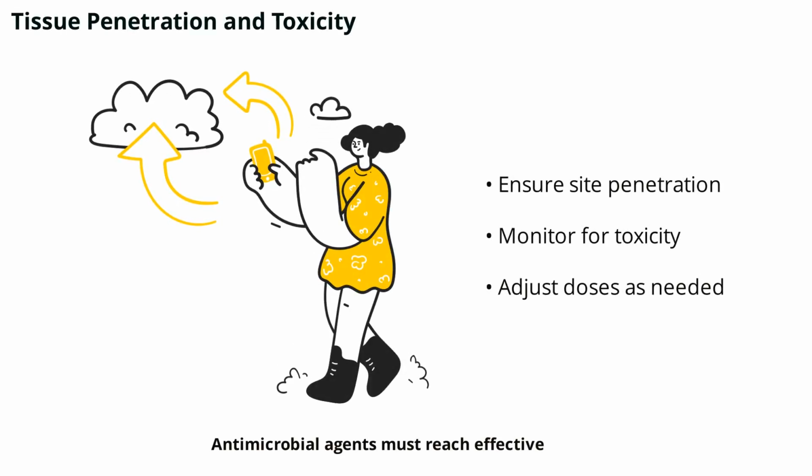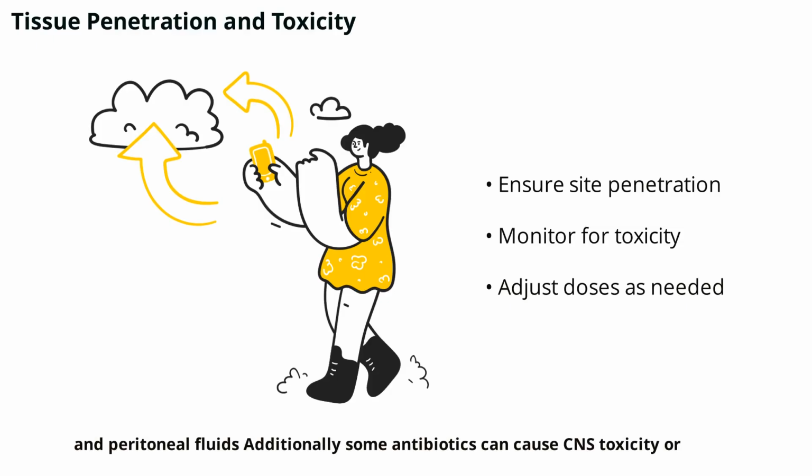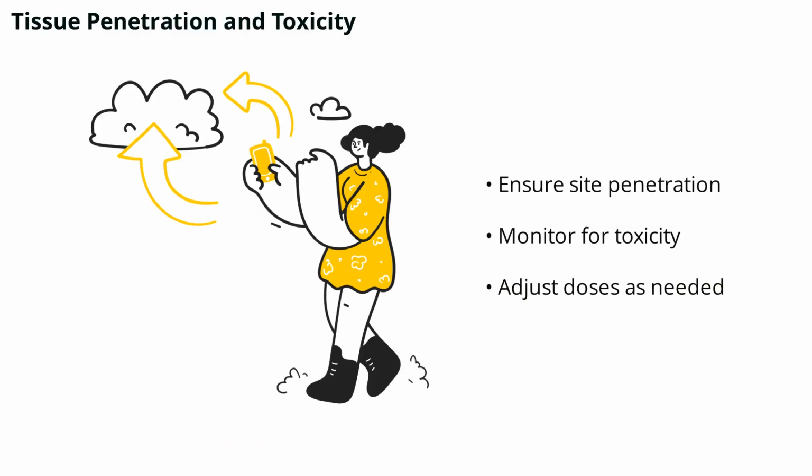Antimicrobial agents must reach effective concentrations at the site of infection. Clinicians should consider tissue and fluid penetration, especially in areas like the central nervous system, urine, synovial, and peritoneal fluids. Additionally, some antibiotics can cause CNS toxicity or hematologic side effects if not properly dosed. Monitoring and adjusting therapy based on these factors is crucial for patient safety.